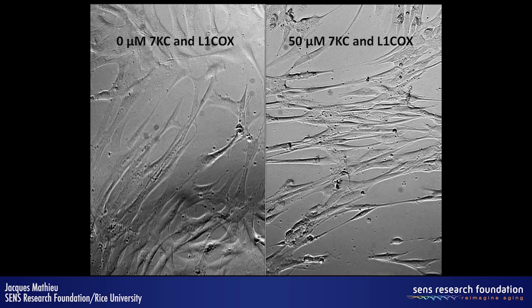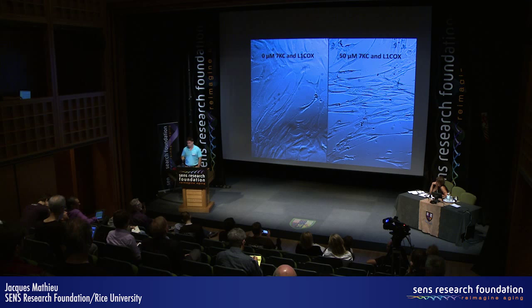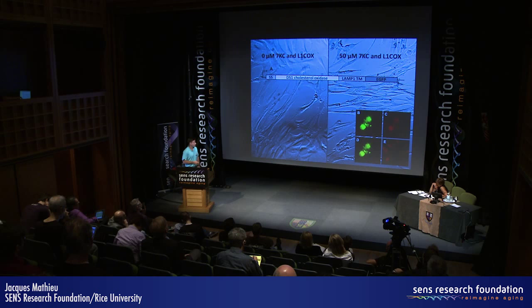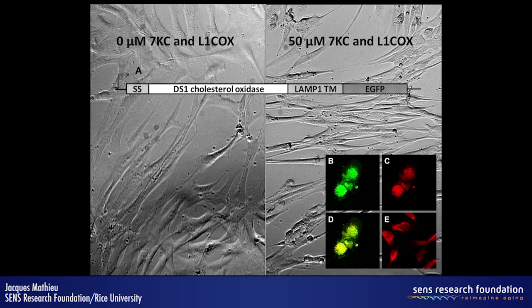Now, this is showing the one enzyme that we engineered. It's just showing 50 micromolar 7KC, which was normally killing all the cells. We do see quite a few cells alive. However, there was a problem with this. With this construct, I wanted a fast and quick way to get this into the lysosome. So I inserted this into a LAMP1, and I deleted the interior of the LAMP1. I left the transmembrane domain, tagged it with the GFP, and left the signal sequence.